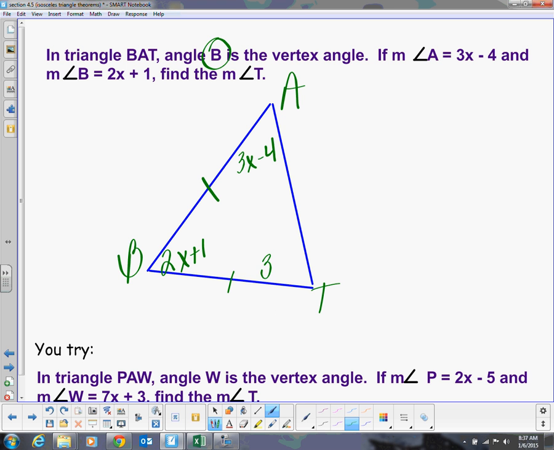All right, why didn't you say 2x plus 1? Because that's the vertex angle. Base angles are equal, not the vertex angle. So now how are you going to solve for x?